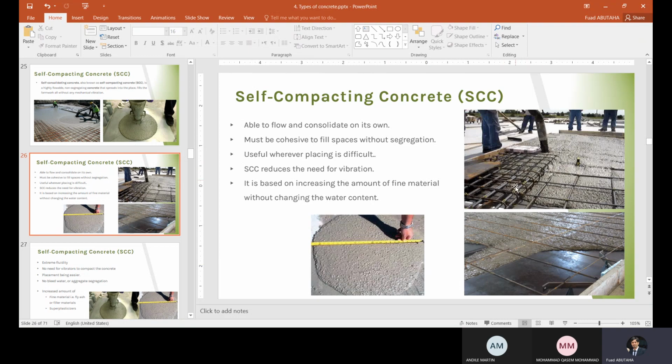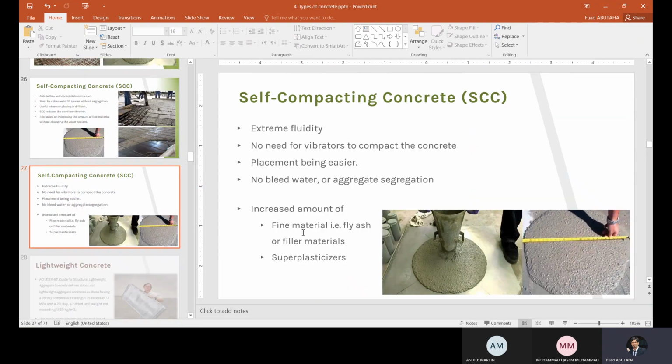When we have a high density of steel bars and it's very difficult to reach some points inside the structure, and it will be difficult to compact some spaces. So what they need to do is use self-compacting concrete that can go and fill all the spaces by itself, and this is the characteristic of this kind of concrete.